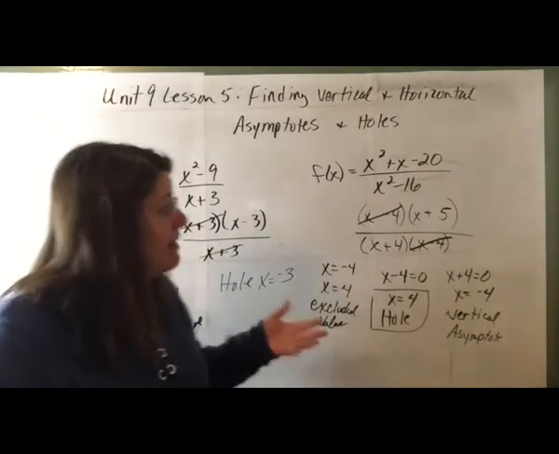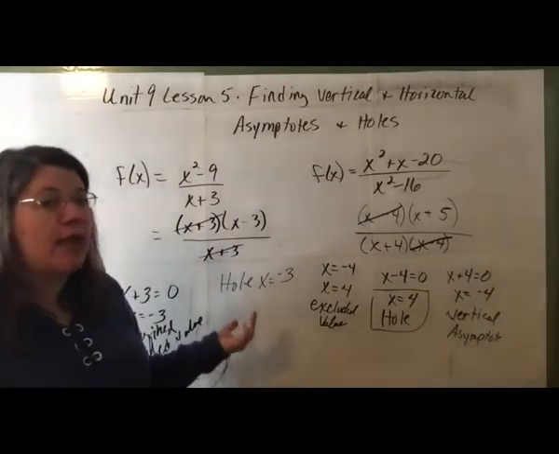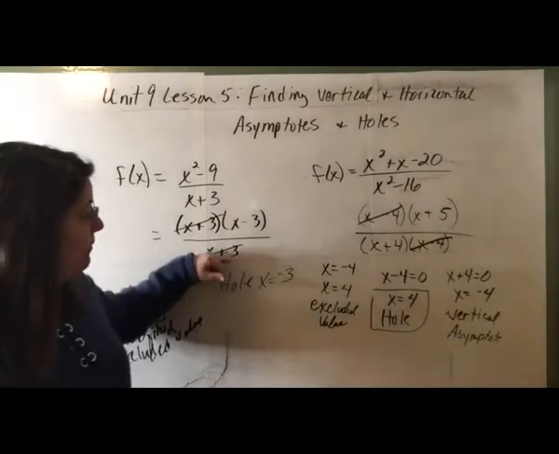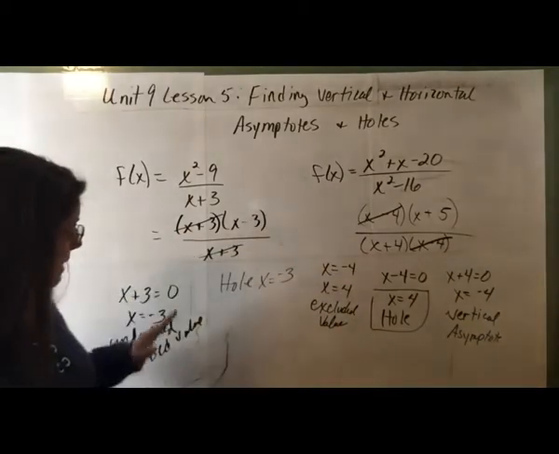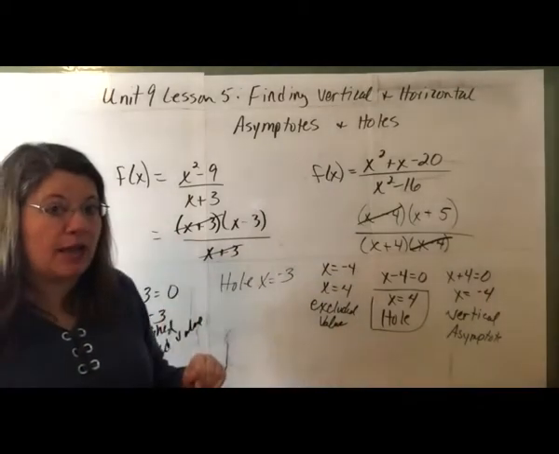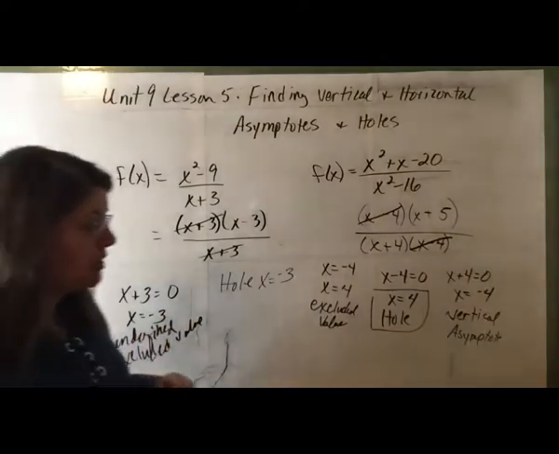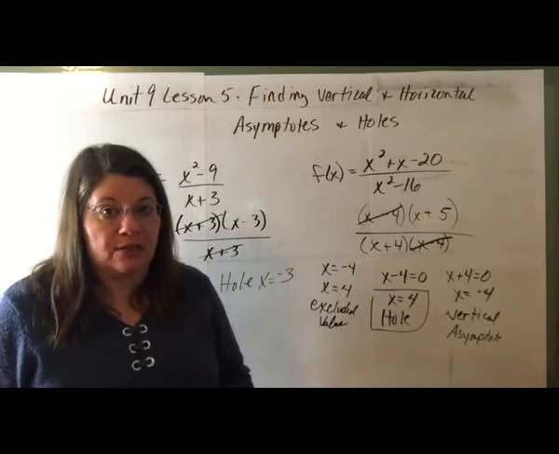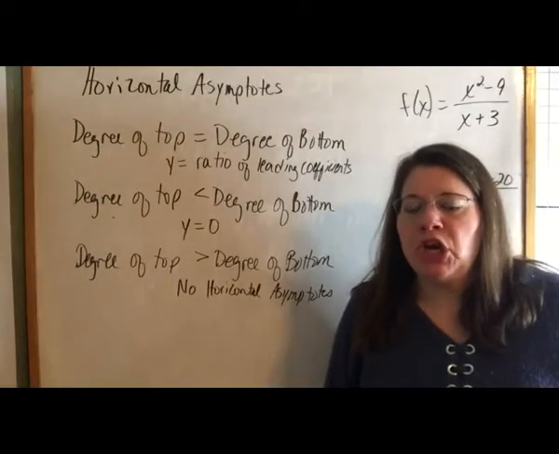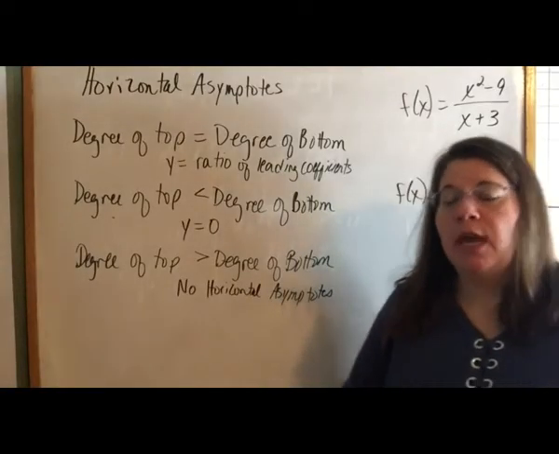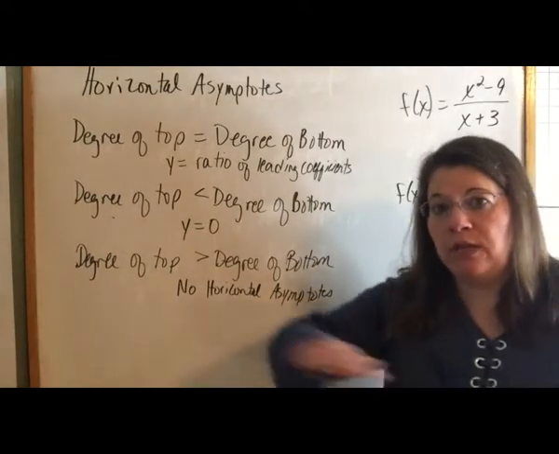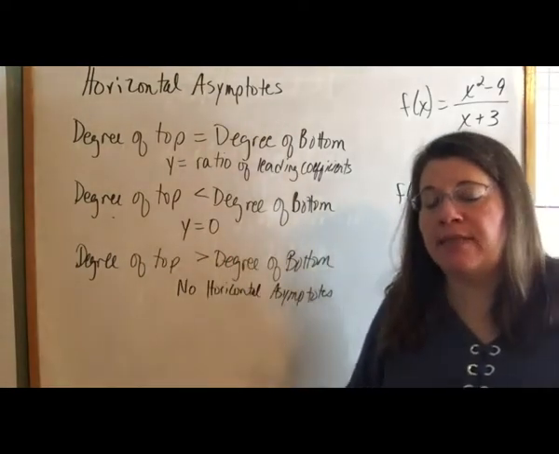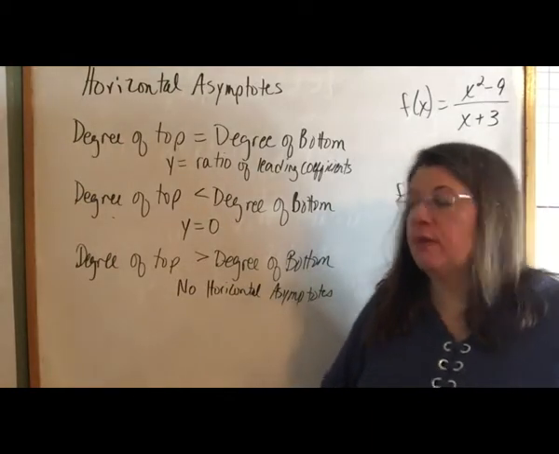Okay, so that's how we distinguish between holes and asymptotes. It's a hole if the factor that gave you that excluded value cancels out. It's a vertical asymptote if the factor of the excluded value does not cancel out. The next thing we need to talk about are horizontal asymptotes. And a horizontal asymptote is going to be a horizontal line that your graph at some point approaches.